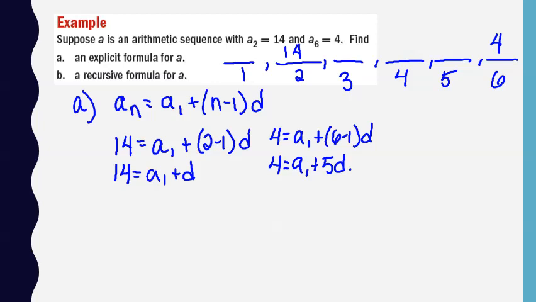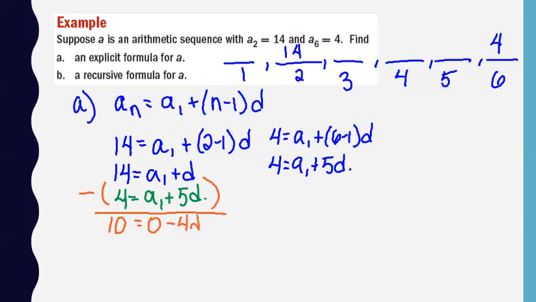So this is a system of equations, so I'm going to write them on top of each other. I'm going to use what's called linear combination. If you don't remember what that is, I'm just going to subtract the second equation from the first. So 14 minus 4, I get 10. a1 minus a1, I get 0. And then d minus 5d, I get negative 4 times d. So this is really 10 equals negative 4d.